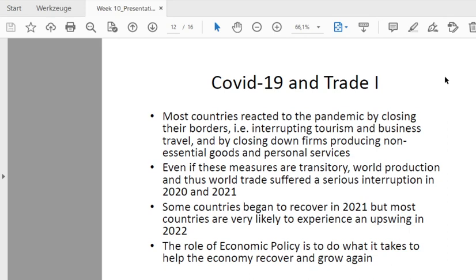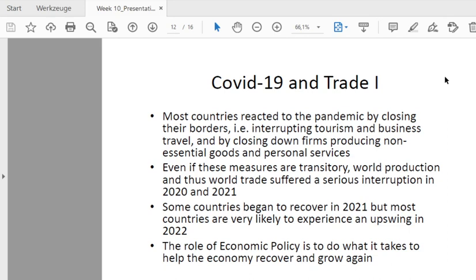So what is the role of economic policy in such a situation? Well, of course, the first measure is to protect the health of the citizens. Yes, this is the first measure. So that is why the lockdown was a good thing, just to prevent the virus from spreading as long as you don't have a vaccine for a great majority of the population.